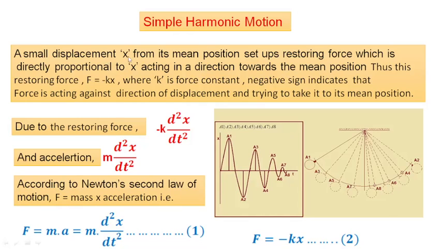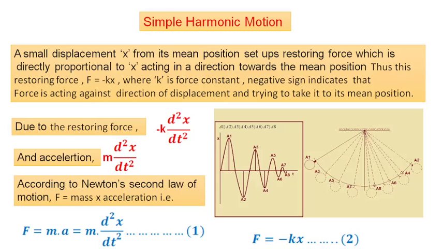A small displacement x from its mean position sets up a restoring force which is directly proportional to the displacement x, acting in a direction toward the mean position. And thus this restoring force, suppose F, is directly proportional to x with a negative sign. So F is equal to minus kx, where k is the force constant. Here the negative sign indicates that the force is acting against the direction of displacement and trying to take it to its mean position or equilibrium position.